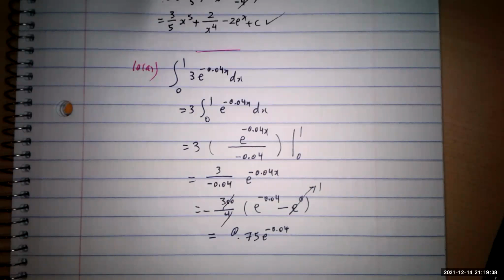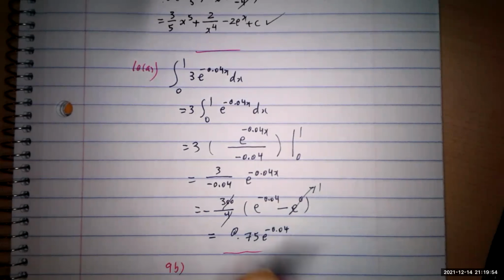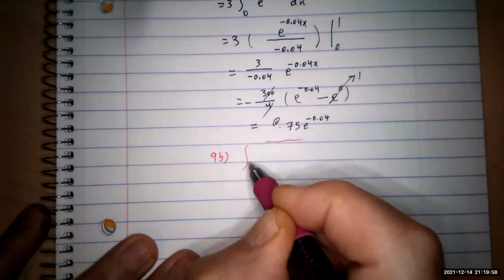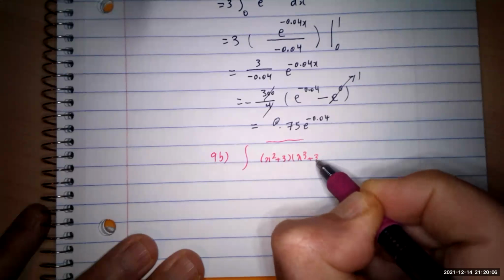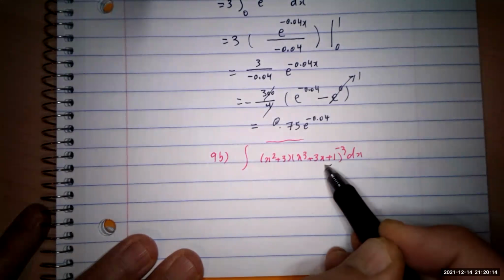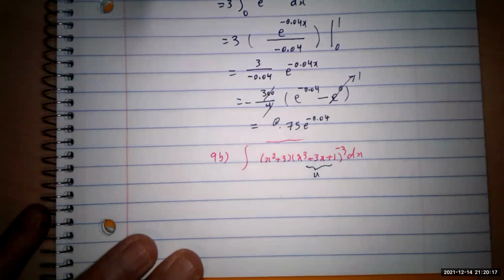What do you want with 9b? You move the bottom up. What's the difficulty for 9b? Did it say 9b? You see the 9b? Remember, it's a rational function, so you have to move it up. Rational with the power, that's going to be x cubed plus 3x plus 1 to the negative 3 dx. So for the substitution method, you take this one to be u, and you have to end up with u to the negative 3, of course.